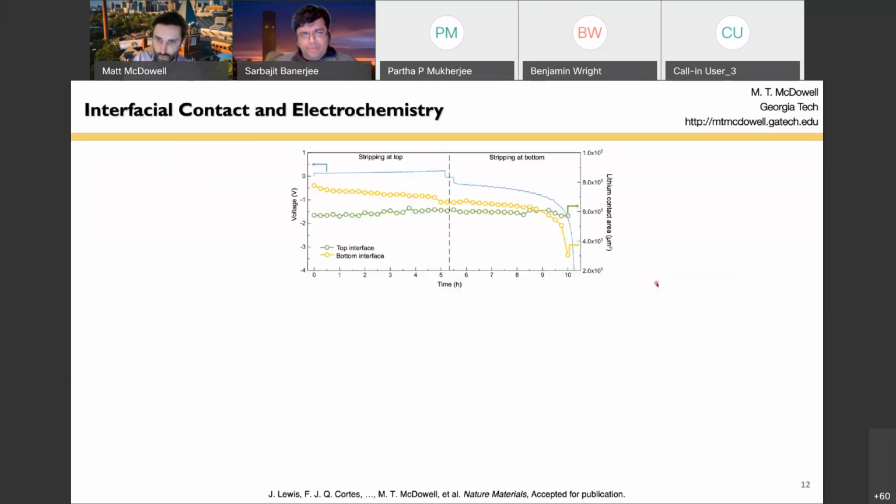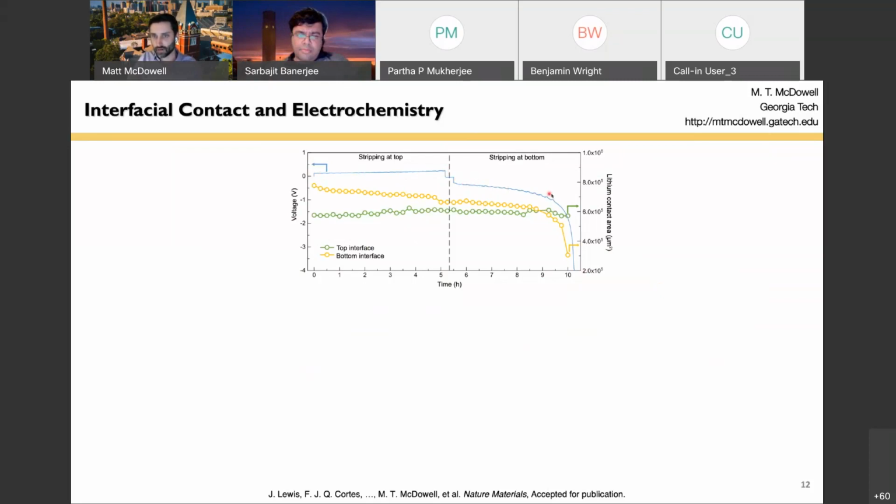And so this is what it looks like if we plot this against the electrochemical data. This is the same electrochemical data we saw before, where we're stripping on the top interface in the battery, and then we're stripping on the bottom interface. And the interesting thing about this data is the voltage remains pretty low as we're stripping at the top for 5 hours, and then we reverse the current, we strip at the bottom, and as soon as we start doing that, the voltage starts increasing faster.